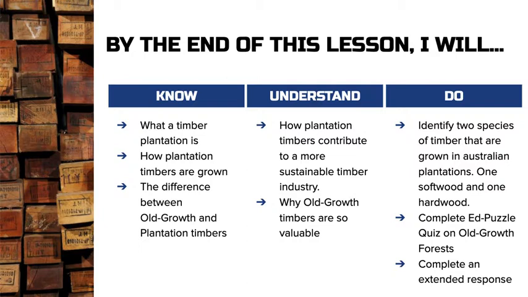One of the things you're going to do is identify 2 different species of timbers that are grown in Australian plantations. One of them needs to be a softwood and one needs to be a hardwood. So you need to think about video number 1 where we talked about hardwoods and softwoods. You then need to combine that understanding with this video to find 1 hardwood and 1 softwood grown in Australia in plantations. Okay? Your textbook has some great information for this in the materials chapter.